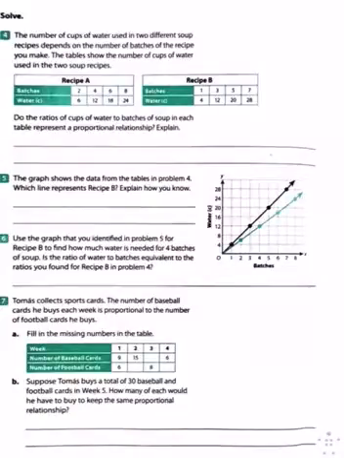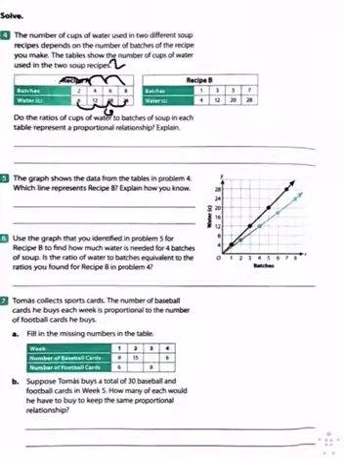Problem number 4. The number of cups of water used in 2 different soup recipes depends on the number of batches of the recipe you make. The tables show the number of cups of water used in the 2 soup recipes. Do the ratios of cups of water to batches of soup in each table represent a proportional relationship? Explain. So if we were to fill in the chart, you would see that this one goes 2, 4, 6, 8, so we're counting by 2s, whereas when we go 6, 12, 18, 24, we're counting by 6s.